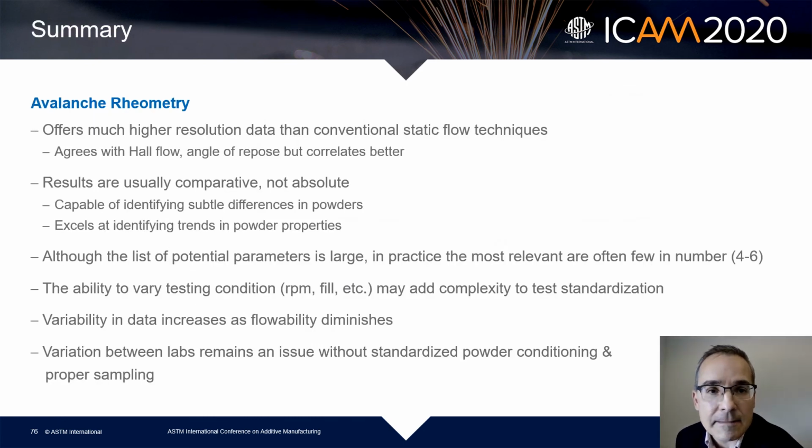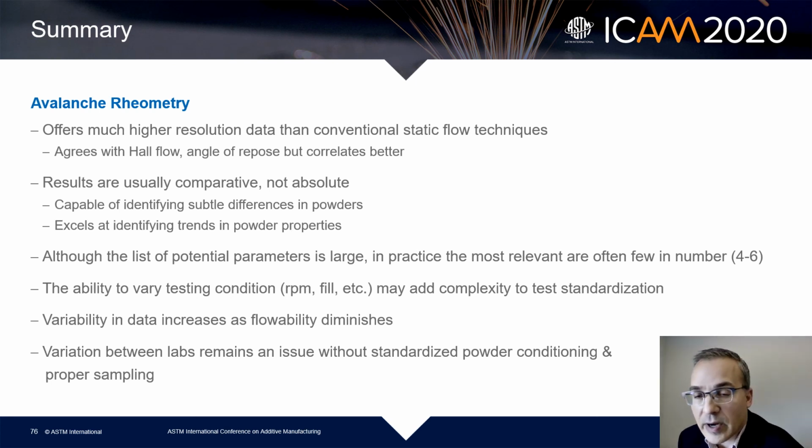So to summarize, avalanche rheometry, I believe, shows much higher resolution data than conventional flow techniques. It oftentimes agrees with those techniques, but it's able to correlate much more clearly and show better resolution. The results are usually best done on a comparative basis, not as absolute values. It's very capable of identifying subtle differences in powders that the static techniques cannot, but it really excels at identifying trends in sets of powder properties, sets of powders.